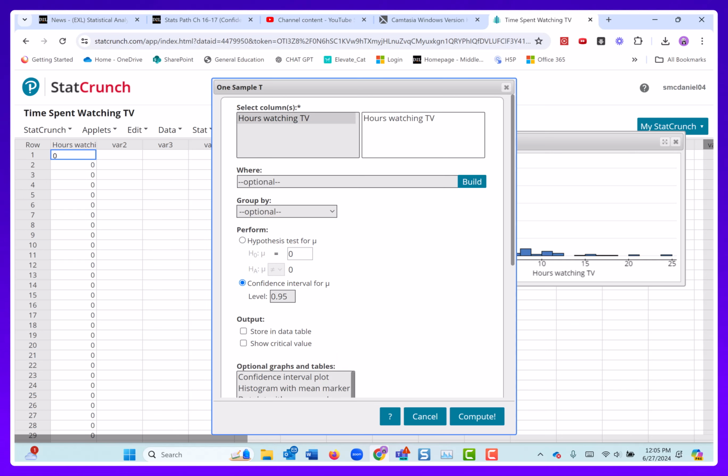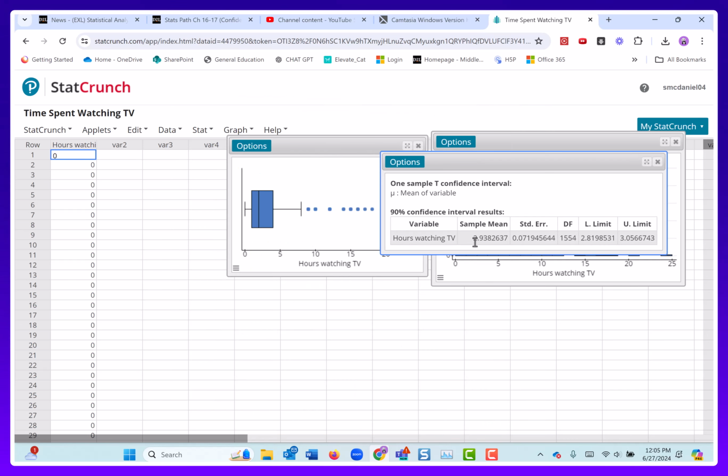And I believe it is a 90%. I almost put 95. So 90%. If I miss it, that's where it's going to be. So 90%. So there we go. There is our interval. We often will round these just to a couple places, so we could say 2.82 to 3.06.